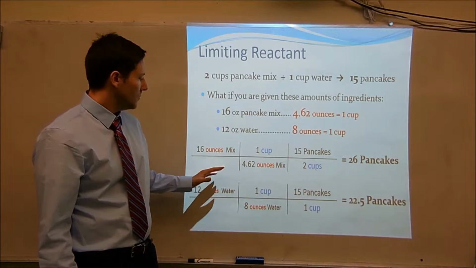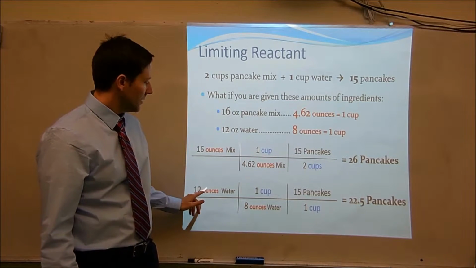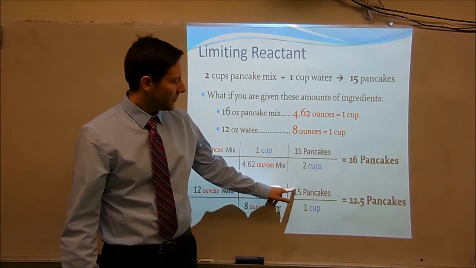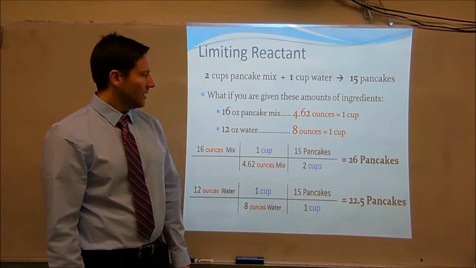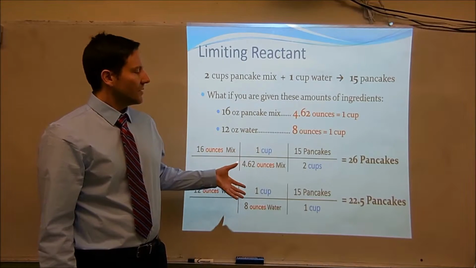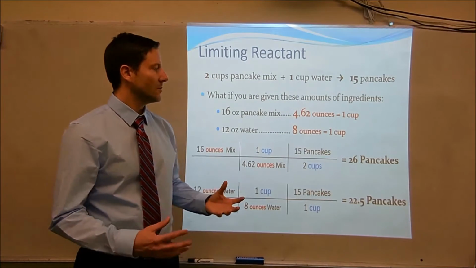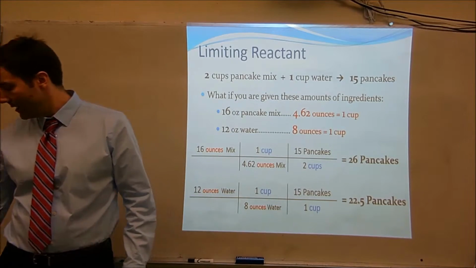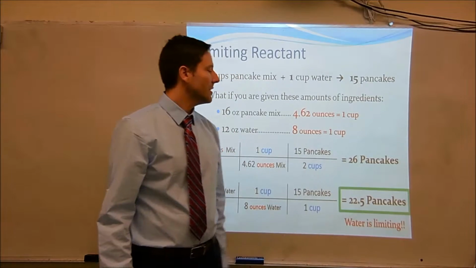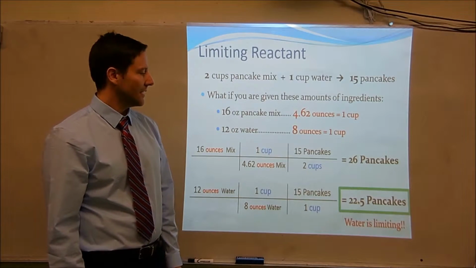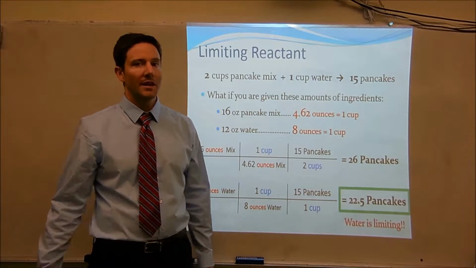Going left to right, you multiply everything that's above the horizontal line, divide everything below. 12 times 1 divided by 8 times 15 divided by 1, you get 22 and a half pancakes. So using each of the ingredients that you're given, this is solving for how much maximum product you can make. And it turns out that the water is the limiting ingredient in this case. Water ran out first, you have excess pancake mix.